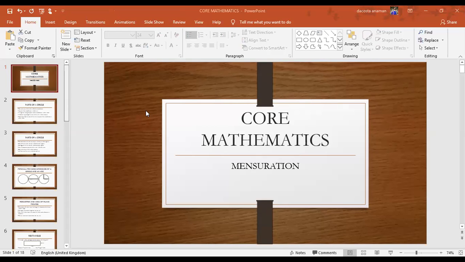So we started with mensuration last 2 weeks. We talked about the circle, we have talked about rectangle, we have then talked about squares and the triangles. Is that right?